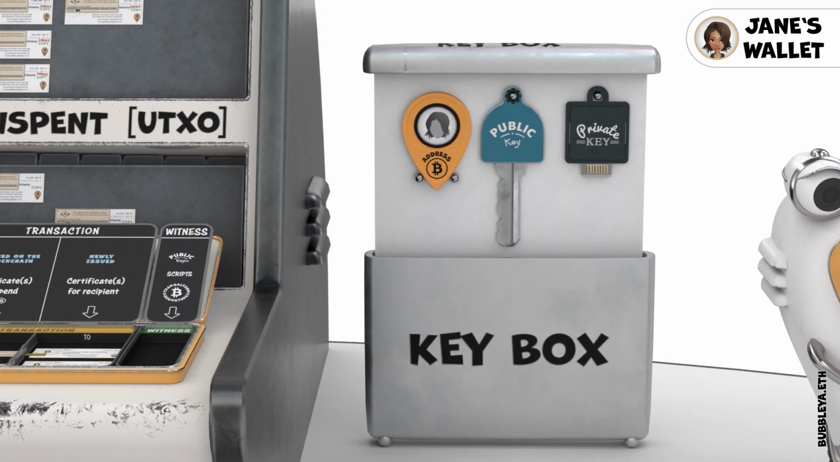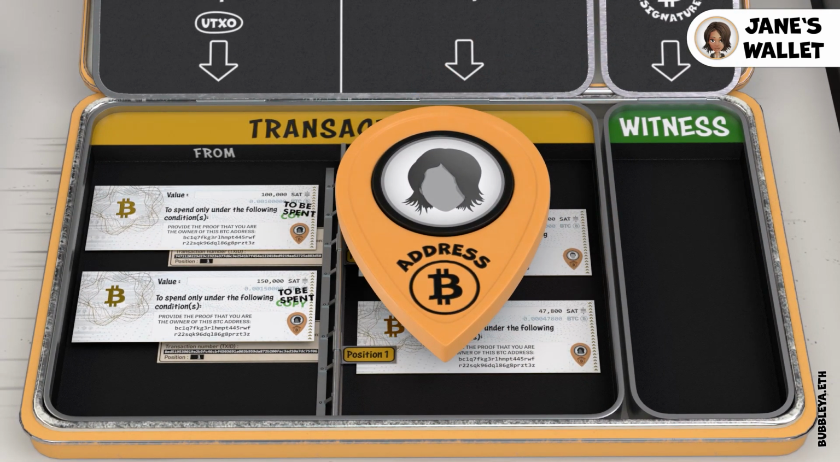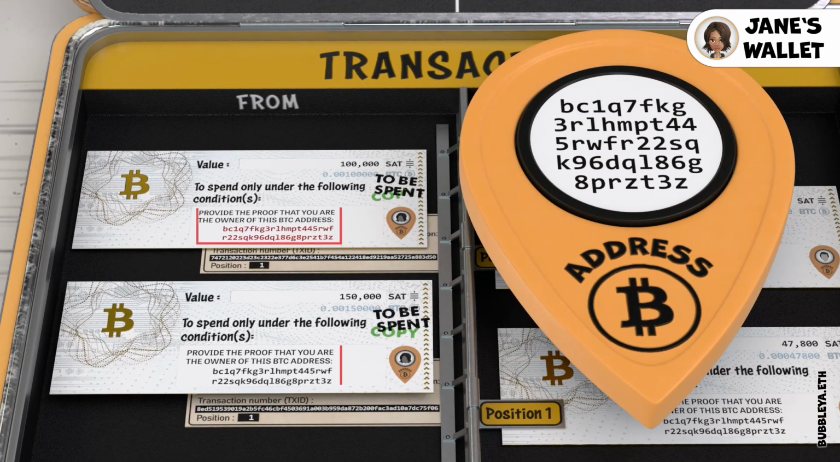For simplicity, we assumed that Jane's wallet manages only one Bitcoin address. Therefore, both certificates selected for funding the payment have the same Bitcoin address.